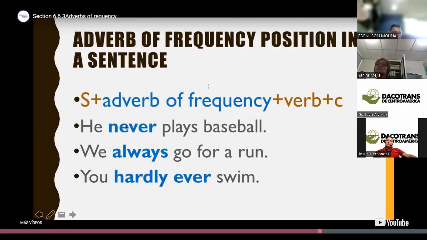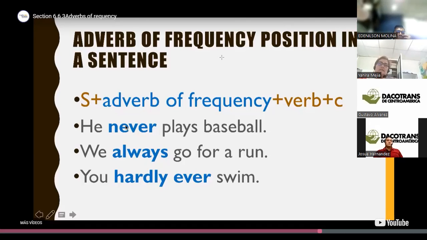We go for a run. Vaya, ¿qué nos está expresando esta palabra, always? ¿Será algo afirmativo o algo negativo, clase? Positivo. It's affirmative. Entonces, nuestra oración sería, we go for a run. Nosotros vamos a correr, right? Pero como me están preguntando la frequency, we always go for a run, okay?